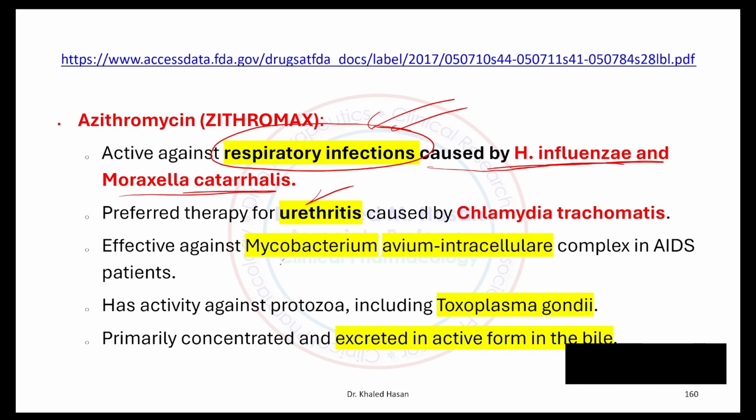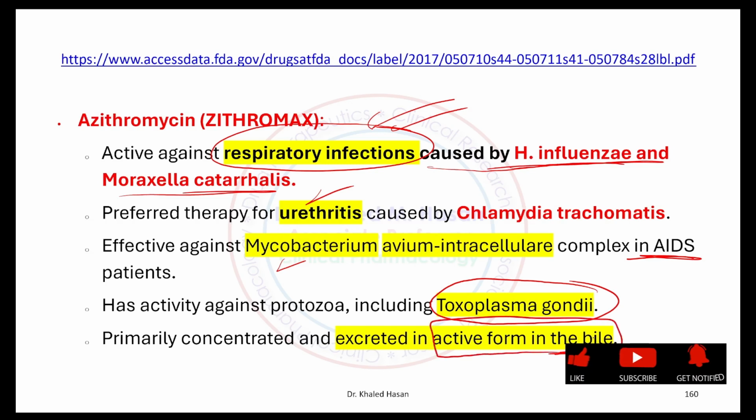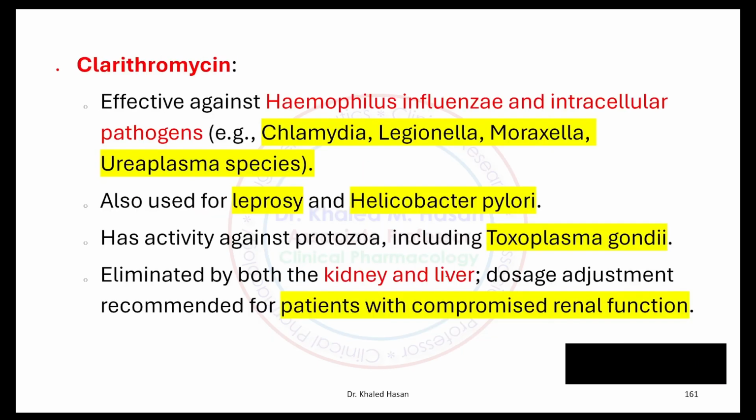We can use it for Mycobacterium avium intracellulare complex in patients with AIDS. We can use azithromycin for Toxoplasma gondii. We can use this medication for a broad range of treatment, especially for respiratory infection. This medication is mainly excreted through the bile in active form, similar to erythromycin. Azithromycin is mainly eliminated, or excreted in active form, in the bile.